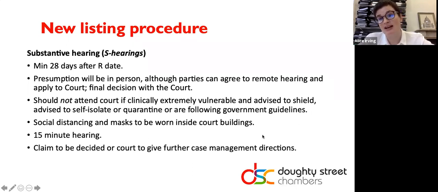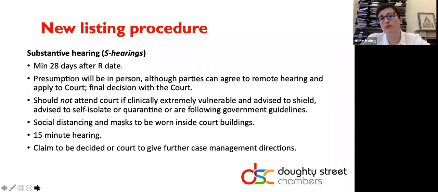And as with possession proceedings before the pandemic, this is another opportunity for an individual to access duty scheme advice if they haven't accessed it at the R date and been then signed on to, say, a legal aid contract, or even if they've accessed it at the R date and then are re-accessing again at the substantive hearing. So there's a second point for input there.